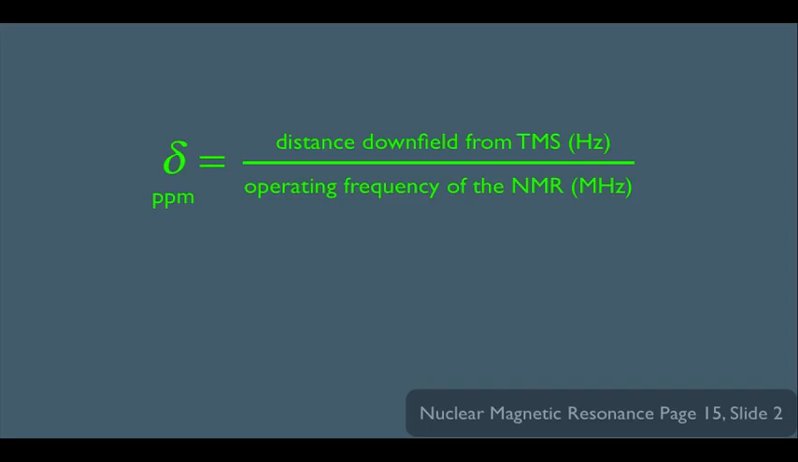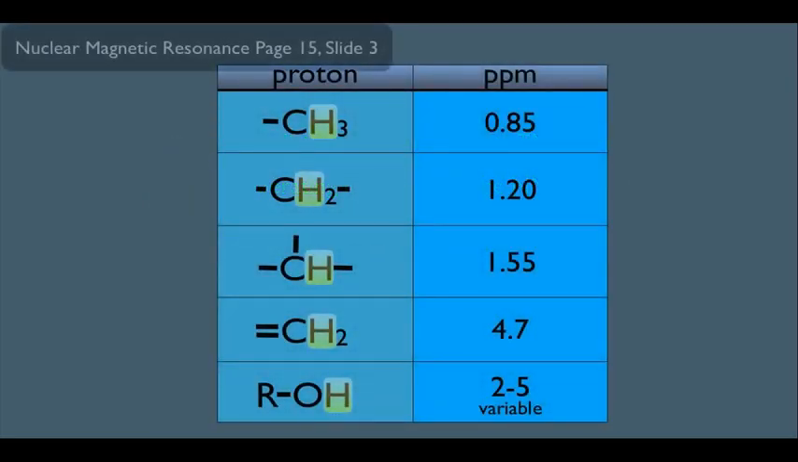Notice the formula takes into account the distance downfield the peak would be from TMS and the operating frequency of the machine. So if I run a sample in my NMR and I get a peak at around 1.2 and you have a different NMR but ran the same sample, you would also get a peak at 1.2. It's this formula right here that also happens to give rise to these very valuable charts.